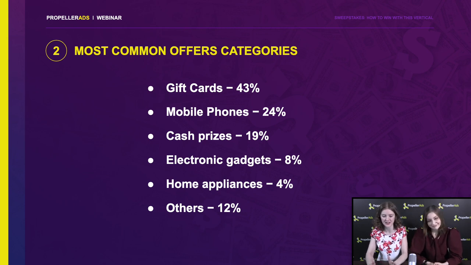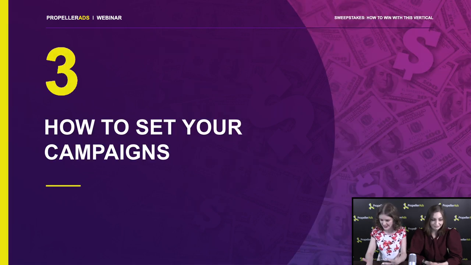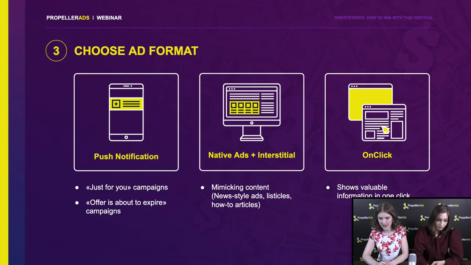But before you start, we will focus on some technical points and some creativeness that you need to use while you create your first campaign. So, let's start with the ad format. The first step is to choose the ad format. PropellerAds provides three different options: push notifications, native ads, and on-click. Push notifications is the most popular ad format, which allows you to create a personal campaign for your users, like talking one-to-one. It works perfectly both for desktop and mobile phones.